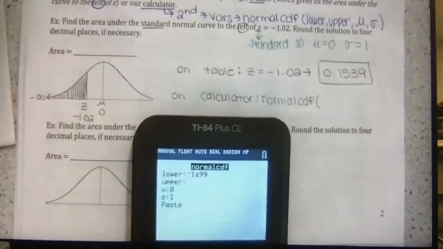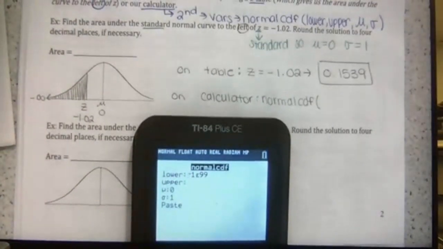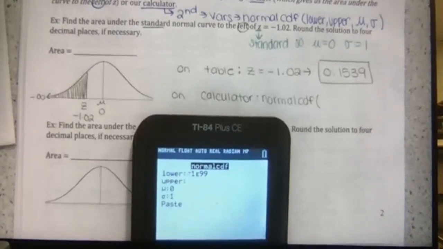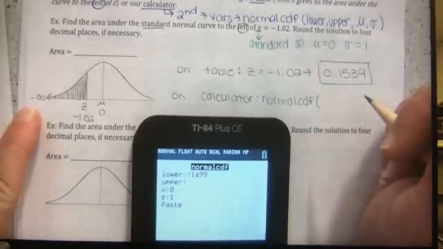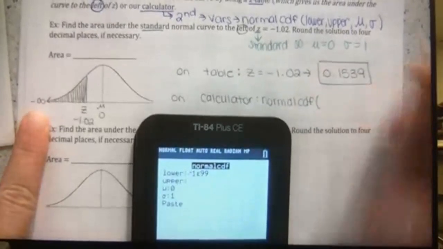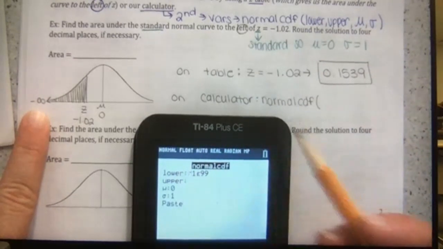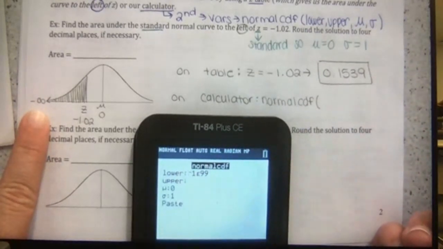Press enter. So again, if you have a newer calculator like mine, it asks you lower, upper, mean, and our standard deviation. So lower means our lower boundary. So notice in my calculator, -1 E 99. That means -1 times 10 to the 99th power, which is essentially negative infinity.